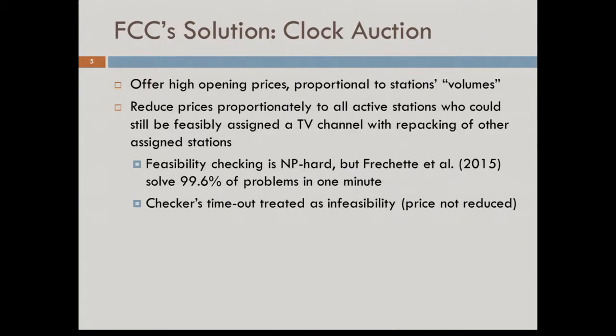The prices are then reduced to all stations. There's a big question: how do you reduce the prices? But the simple suggestion by us to the FCC, which they decided on, is that the prices will all be reduced proportionately. So it's a very simple algorithm. However, you can only reduce the price to a station that could still be feasibly assigned a TV channel, while the other stations already assigned channels could be repacked. This is actually a hard problem, and this is where Kevin and his team come in, and they have worked really hard to solve this problem most of the time within seconds.